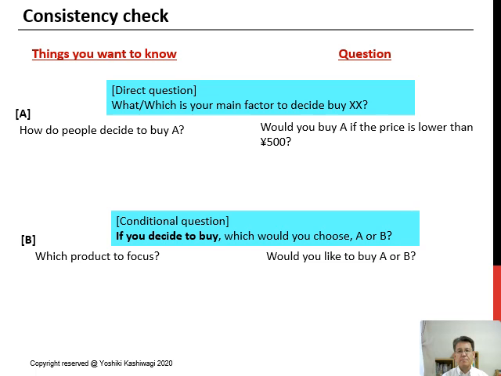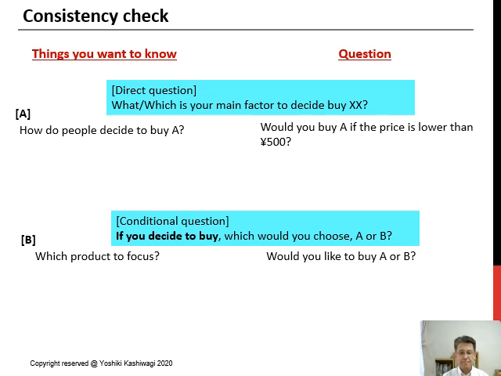Here are some examples to fix this problem. For example A, you can ask a direct question, something like this: what or which is your main factor to decide to buy A? Because you never know what the main factor is, which may be the price or may not be the price. Before asking this question, you never know. So why not ask a direct question, and then you can ask other questions based on the result of this answer, which is conditional, which is the sequential question.